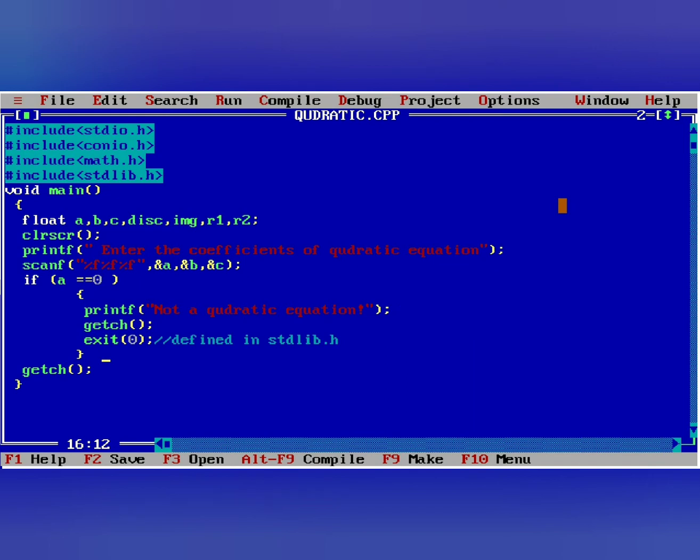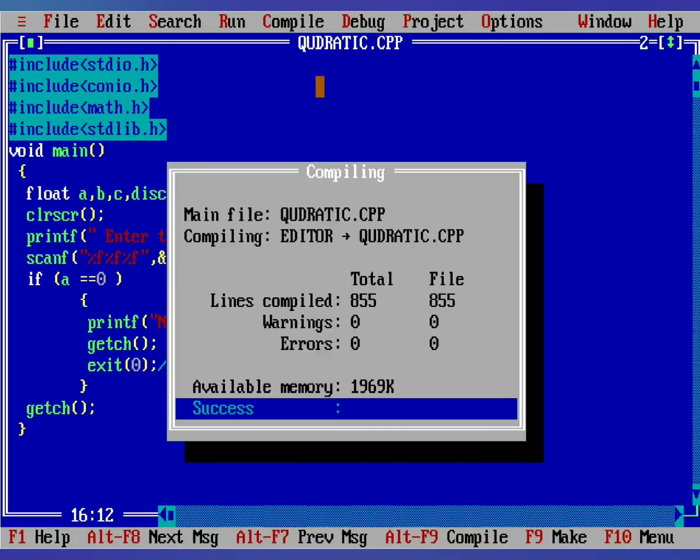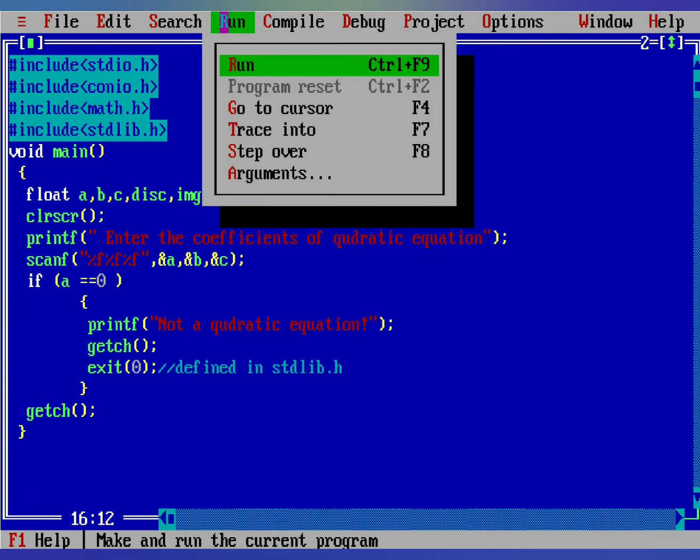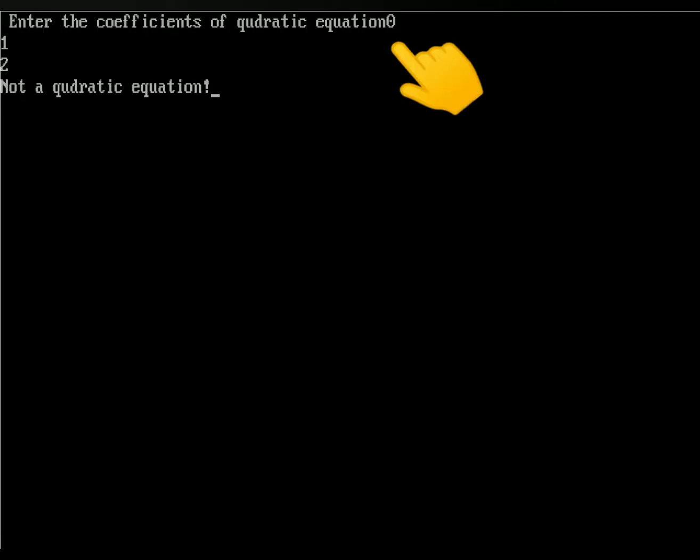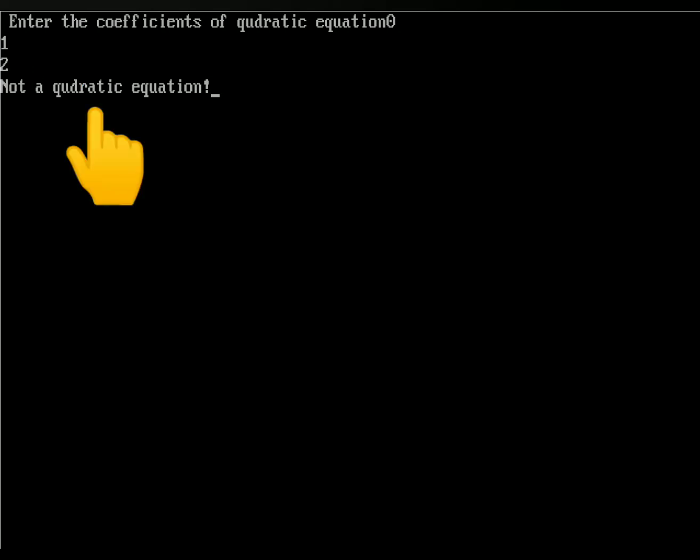Then we can see there a getch. Getch is used here because we want to see the message not a quadratic equation as long as we wish. As it is not a quadratic equation, we can terminate the whole program. For that we used exit 0, the function exit, which is defined in the stdlib.h. Now we can compile and run the program so that you can see the output screen. Here I gave the inputs 0, 1 and 2, so it displayed not a quadratic equation.